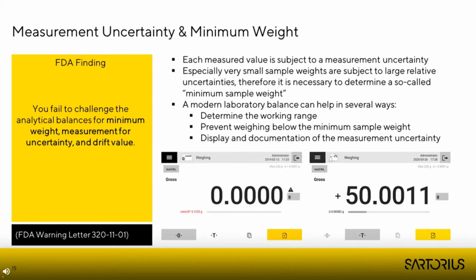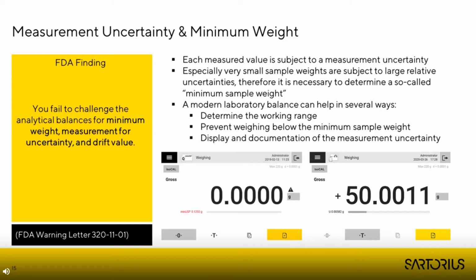Another problem, especially with the balance, is the consideration of measurement uncertainties. As we know, every measured value is subject to an uncertainty, which can affect our results or our experiment. Especially very small sample weights are subject to very large relative uncertainties, and therefore you should not perform any weighing below the minimum sample weight. But also the measurements above have uncertainties, which have to be known to interpret the results correctly.